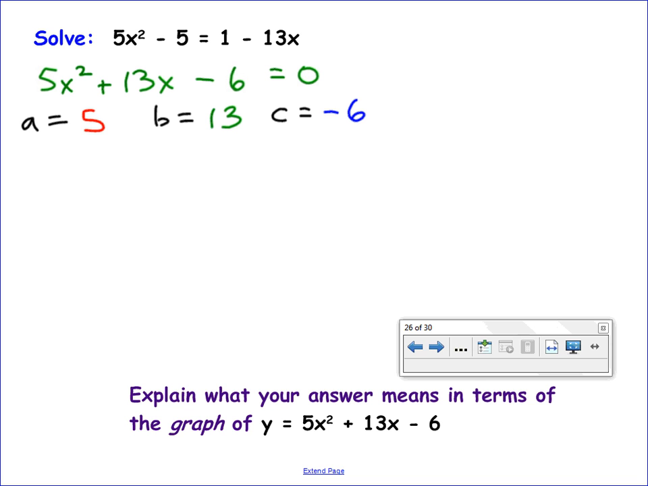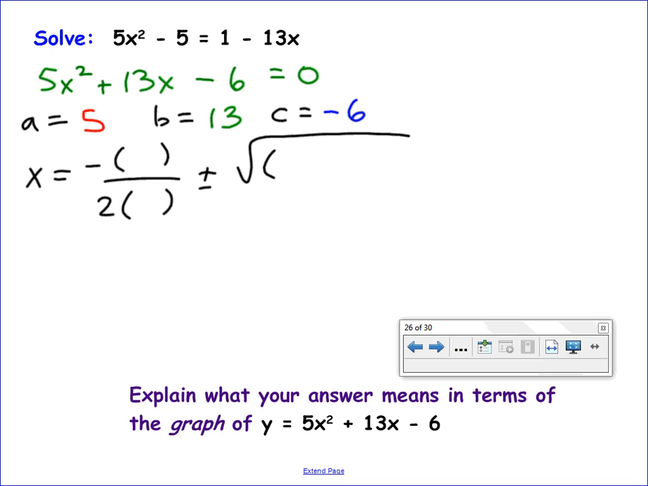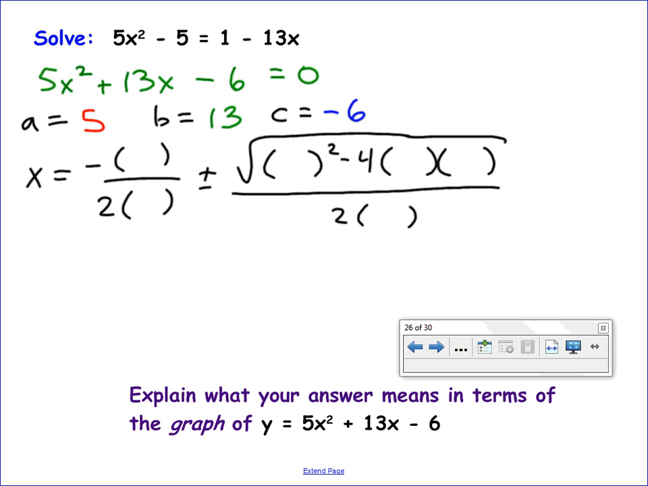And I'm going to jump right to x equals the opposite of b over twice the value of a, plus or minus the square root of b squared minus 4 times a times c, closed radical, all over twice the value of a. And substitute in my values for a. This time it's 5. Look at that. So we've got 5 in for my value of a in each case.